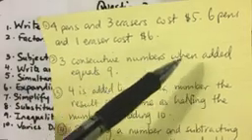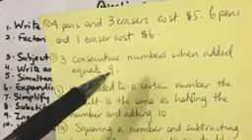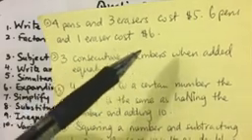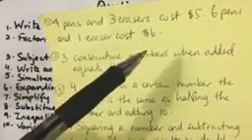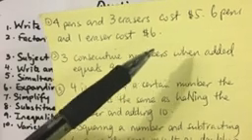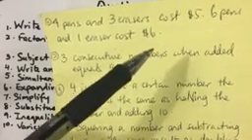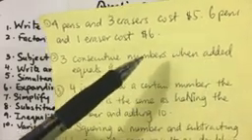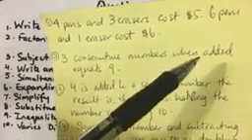3 consecutive numbers when added equals 9. So then if we have 3 consecutive numbers, we can let the first number be x. So then the next number would be x plus 1, and then the following number would be x plus 2. And that would be 3 consecutive numbers: x, then x plus 1, and then x plus 2. Let's look at the other one.